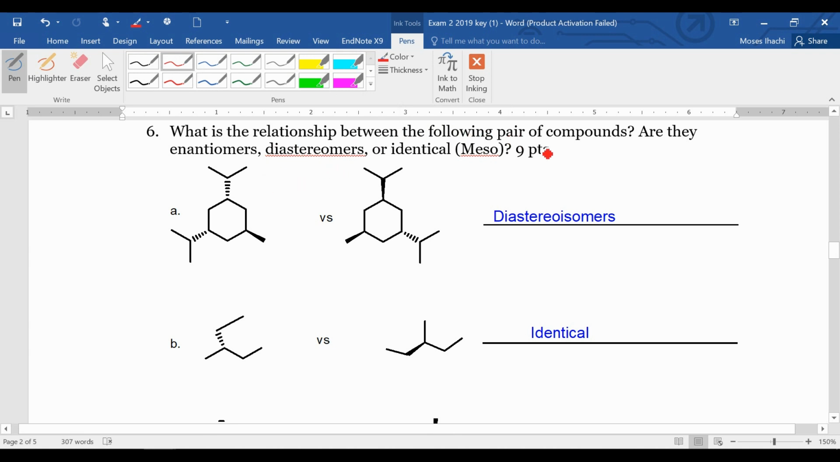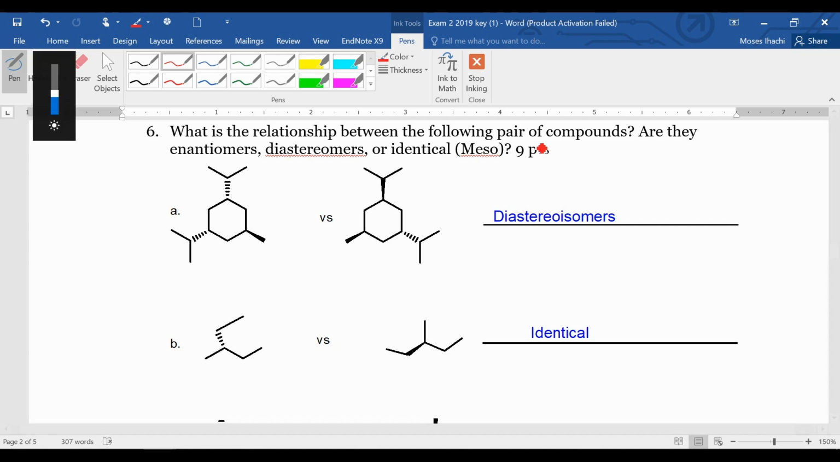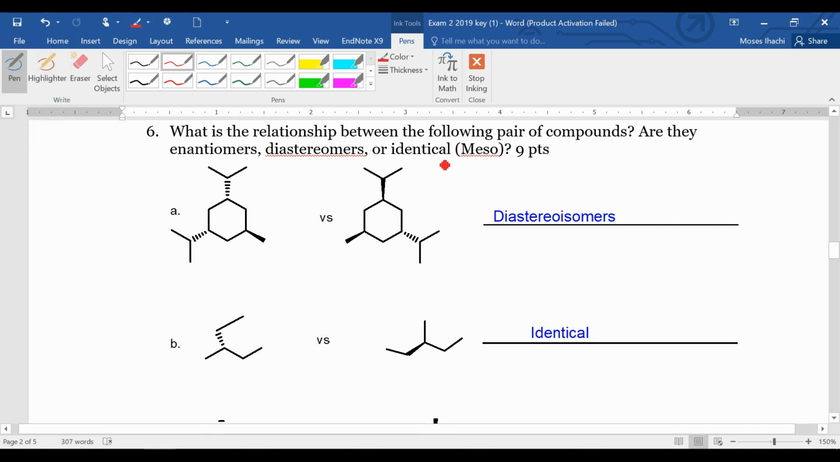So what's the relationship between the following compounds? Are they enantiomers? Are they diastereomers? Are they identical? So if they are meso, they would have an internal plane of symmetry. If they are diastereomers, then you're looking for one stereogenic center kept, the other one switched. If they're enantiomers, both stereogenic centers must be switched, and there is no internal plane of symmetry. That's the overview of what these terms mean.